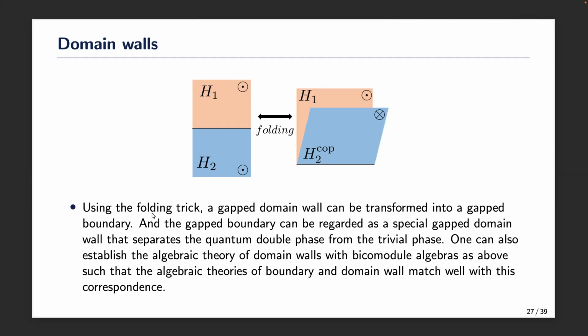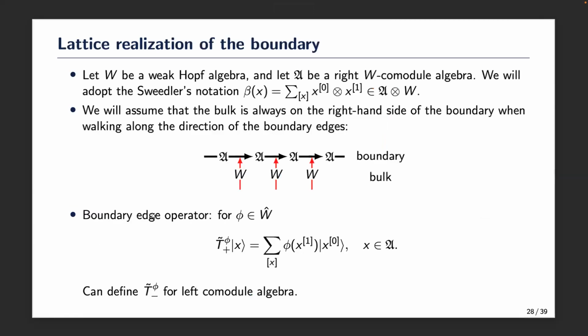So let's see how to construct a lattice model of boundary. Let W be a weak Hopf algebra and A a right W comodule algebra. And we can write the coaction as the following: beta of x is x with square bracket 0 times x square bracket 1. And this has the advantage that one can easily tell which element belongs to W and which one belongs to A, because those non-zero labeled elements will belong to W and the zero label will belong to A.